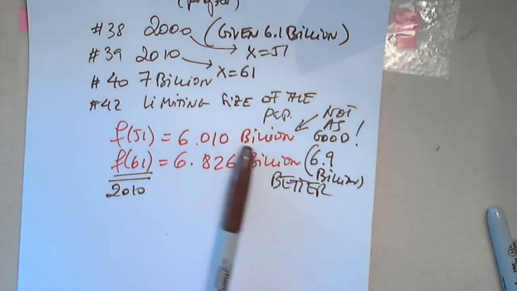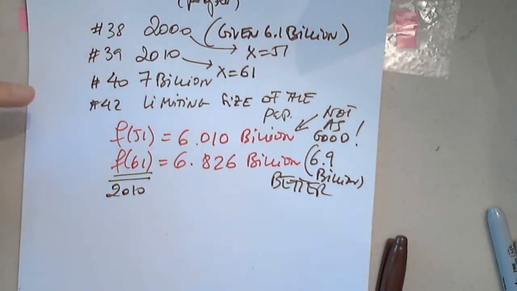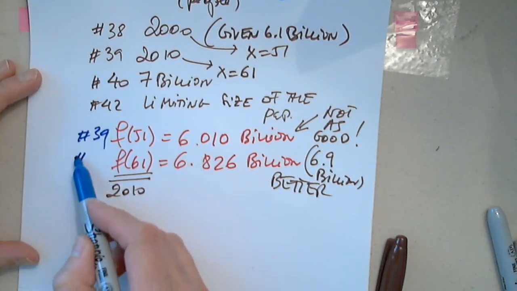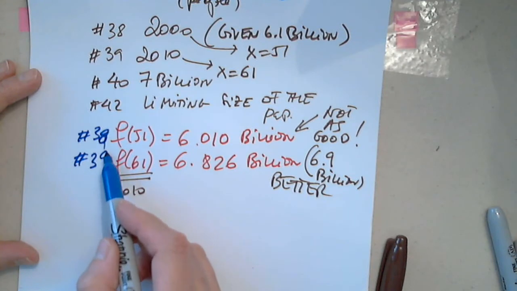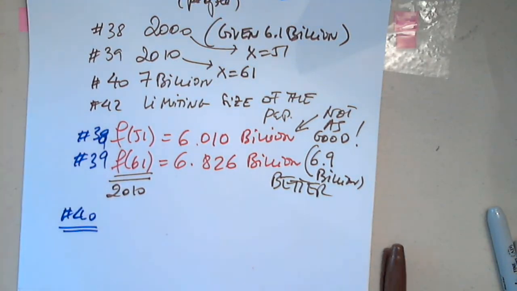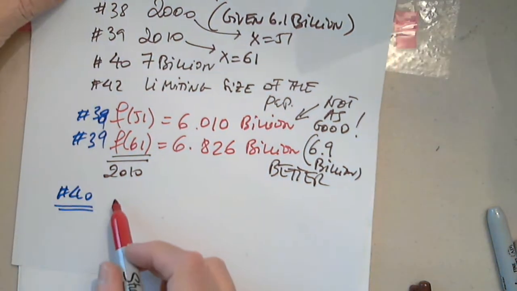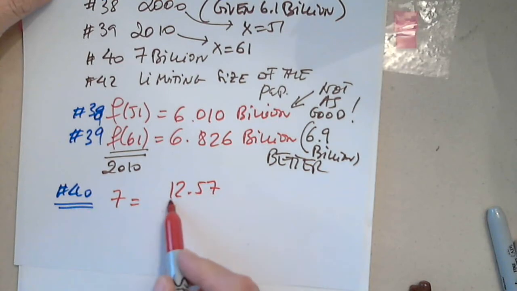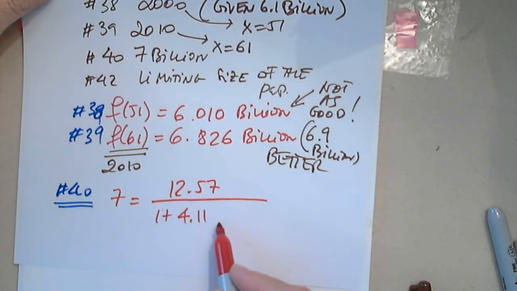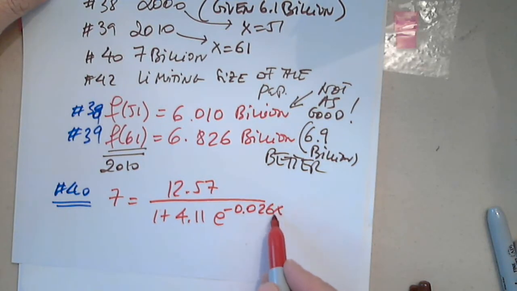They're asking us, when will the population be 7 billion? So what are we asked to do now? In problem 40, this was 38, this is 39, and now 40. They're asking us, when will the population reach 7 billion? So what are we going to do for that? Find x. Exactly. So this time we are given y, which is the function f of x. This time we are given 7 billion here. And this is 12.57 divided by 1 plus 4.11 e to negative 0.026x.